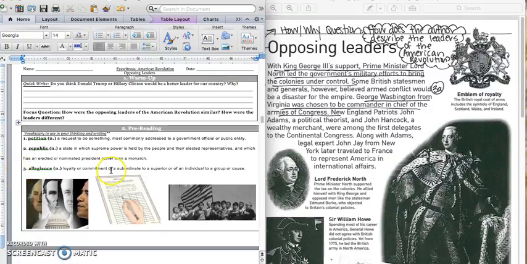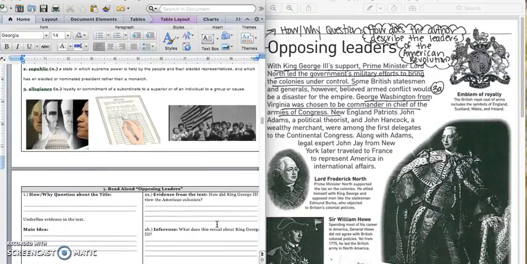And number 3 is allegiance. That's loyalty to an individual or a group or a cause. And these children are pledging allegiance to the United States.